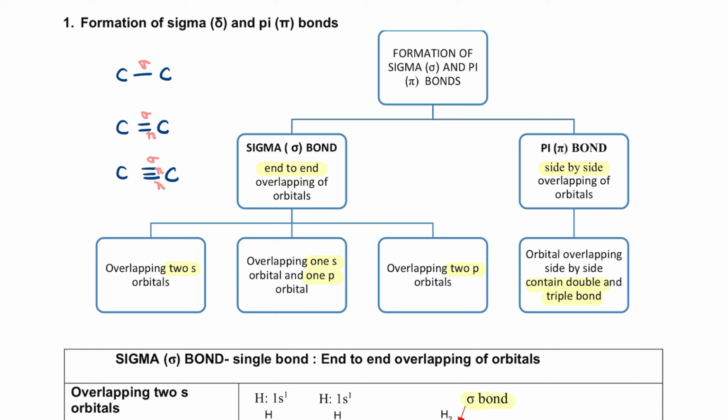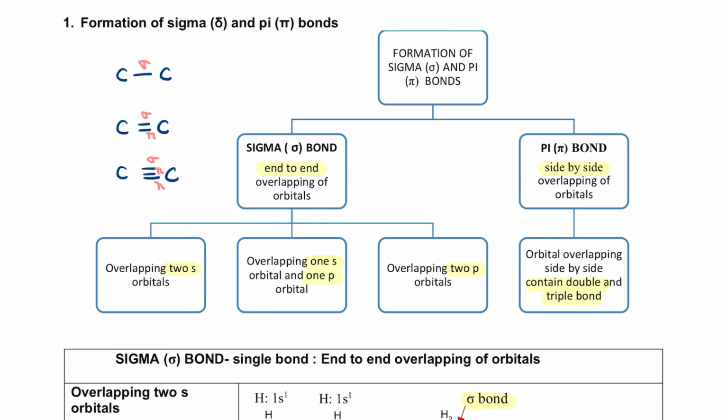Untuk sigma bond, cara bond to overlap adalah end to end. And for pi bond, cara bond to overlap adalah side by side. Okay, you have to remember this keyword sebab soalan suka tanya ni. And then for sigma bond, overlapping dia boleh berlaku between 2 s orbitals, or between 1 s orbital and 1 p orbital, ataupun overlapping di antara 2 p orbitals.